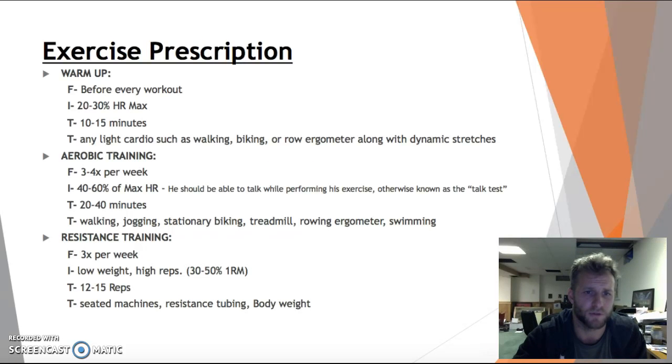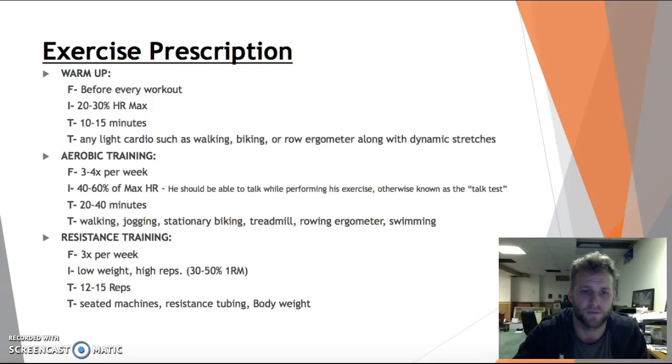My exercise prescription, pretty standard, easy to get him started. He's had a sedentary lifestyle. I kind of breezed through that, but yeah, he has a sedentary lifestyle, so I'm going to get him back into things, start out slow, make sure he's moving, and then we'll get into his training a little bit further. So this is kind of his weights.